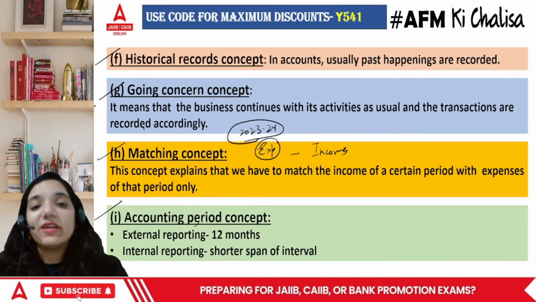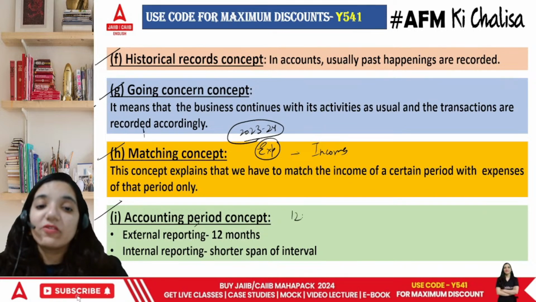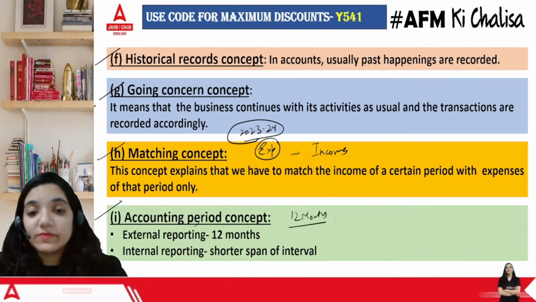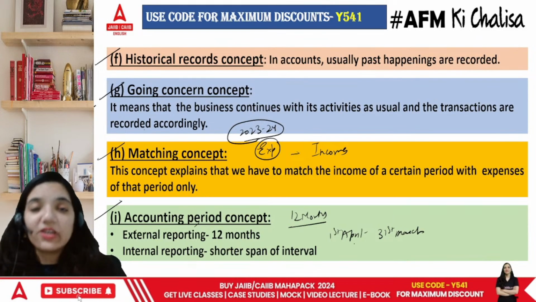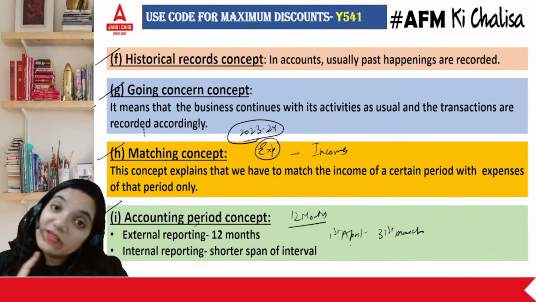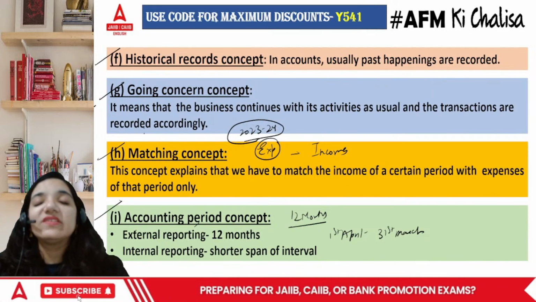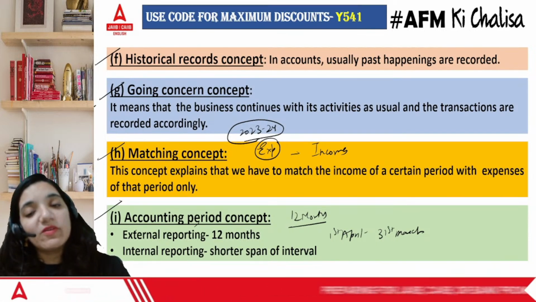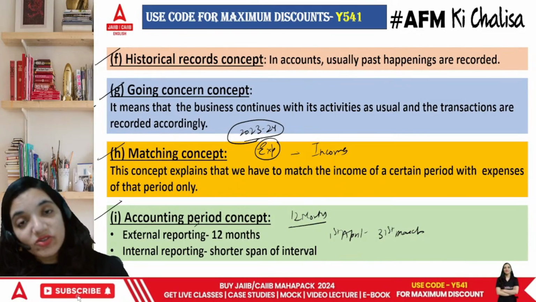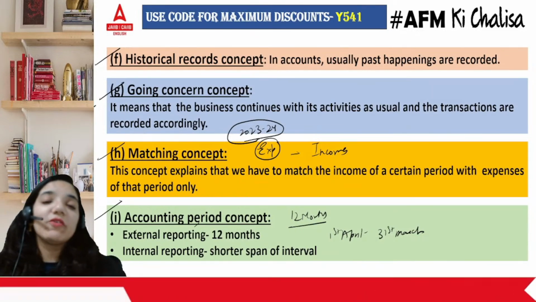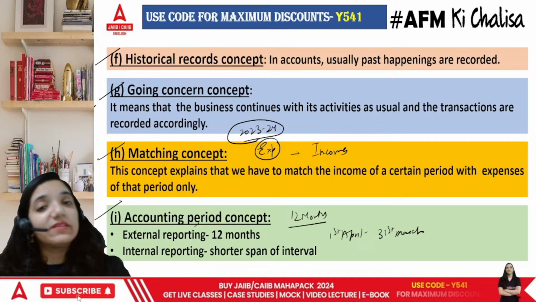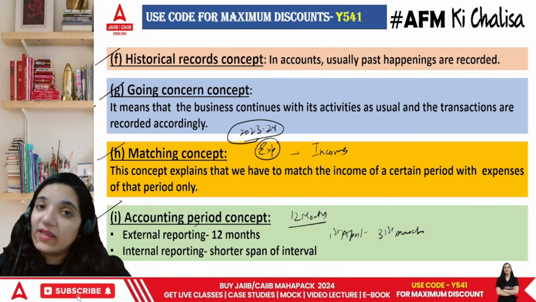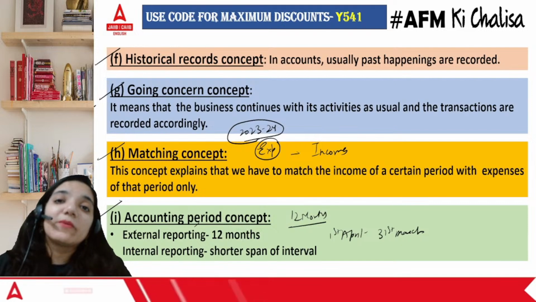What will I do? I will divide it into uniform intervals of 12 months, starting from 1st of April to 31st of March. Even if you start your business on 30th of April in the first year, it is going to end on 31st of March, and from the next year you are on the uniform basis. It's not that the business will end on the day it started. For everybody, it is from 1st of April to 31st of March.